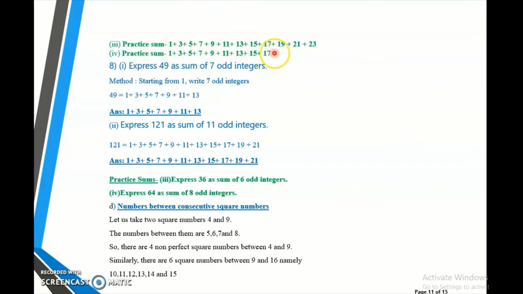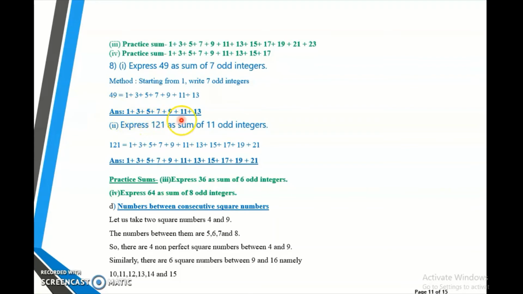Let us try another type. Express 49 as a sum of 7 odd integers. Remember, when they ask you to write the sum, you must start from 1. So starting from 1, let us write 7 odd integers. What are the 7 odd integers? They are 1, 3, 5, 7, 9, 11 and 13. When you add them up, you get 49.